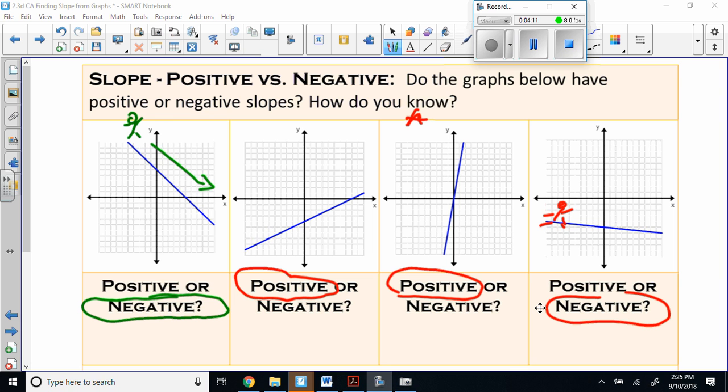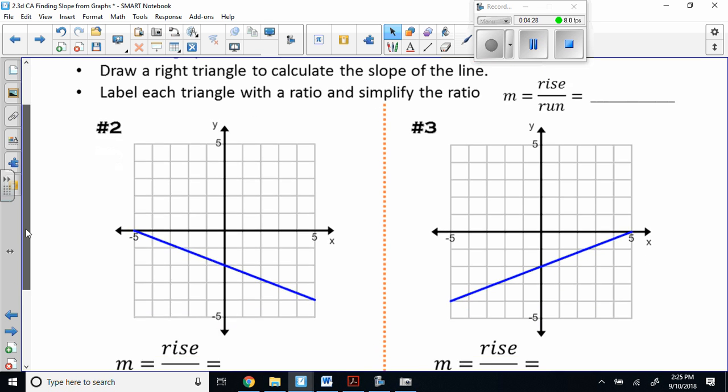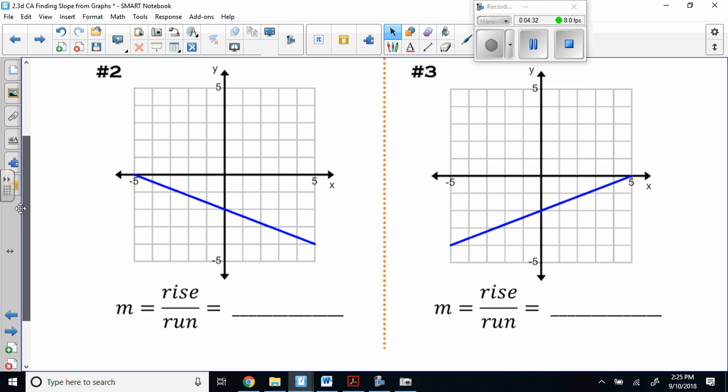So you've got to be able to look at a graph and determine if it has a positive slope or a negative slope. That's the purpose of that. Now, what we're going to do with that is this. If you look down at 2 and 3, we're going to look at calculating the slope, or finding the slope. We've already done this, so it should be very simple to you.